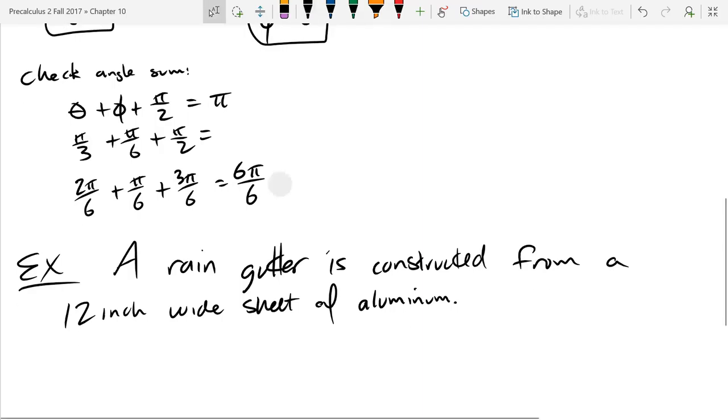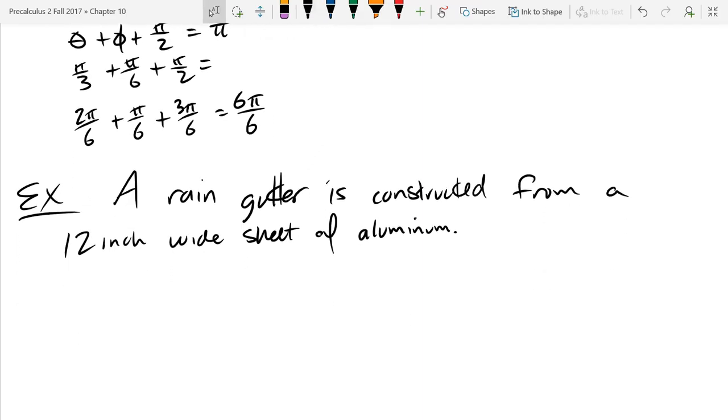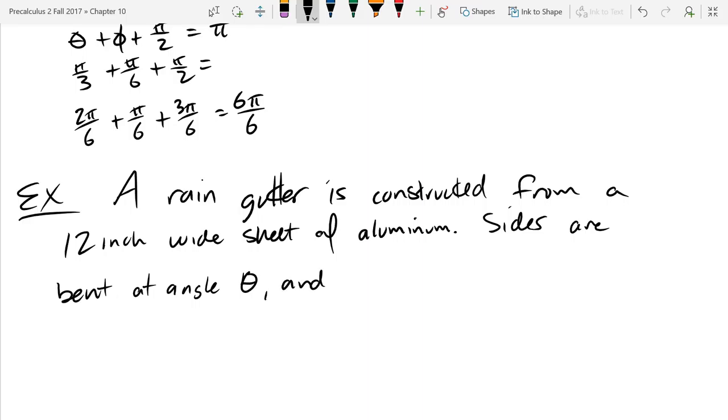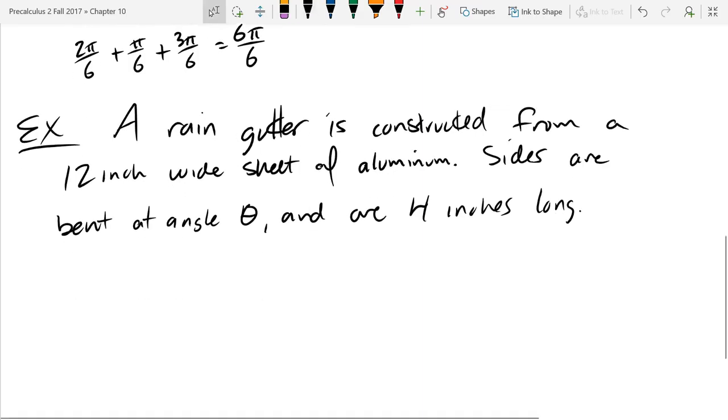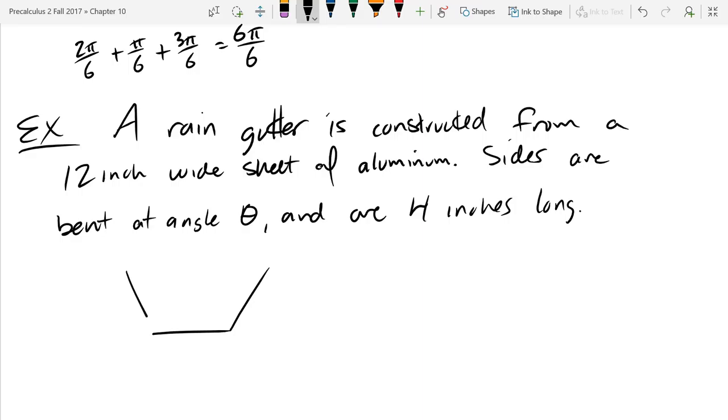So we're going to make a rain gutter. We're going to use a 12-inch wide sheet of aluminum. The sides are going to be bent at angle theta and are 4 inches long. So the side view is going to look like this rain gutter. Each side is 4 inches long. So that side's 4, that side's 4. The whole thing is 12, so that leaves the middle part also as 4. That is a full 12 inches right there.